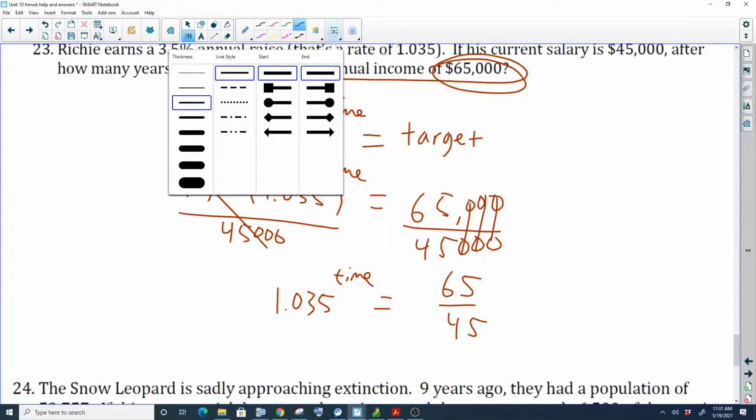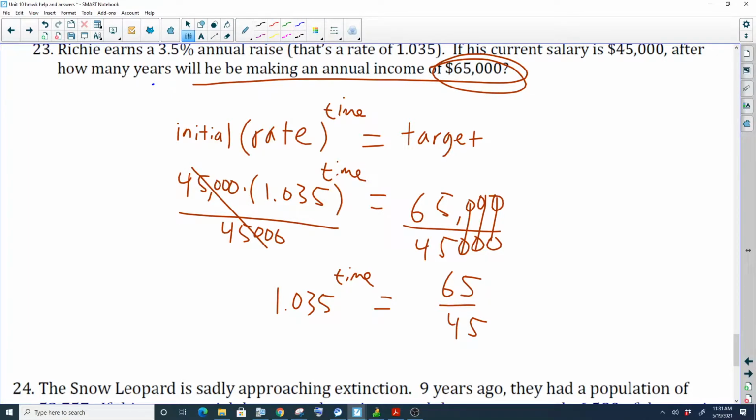So how do we undo the base and get access to the time? Well, you're going to have to undo the base by taking the log of an identical base. So you're going to log base 1.035, which gets rid of 1.035 and just solves for the time. But if you do it to one side, you have to do it to the other side.